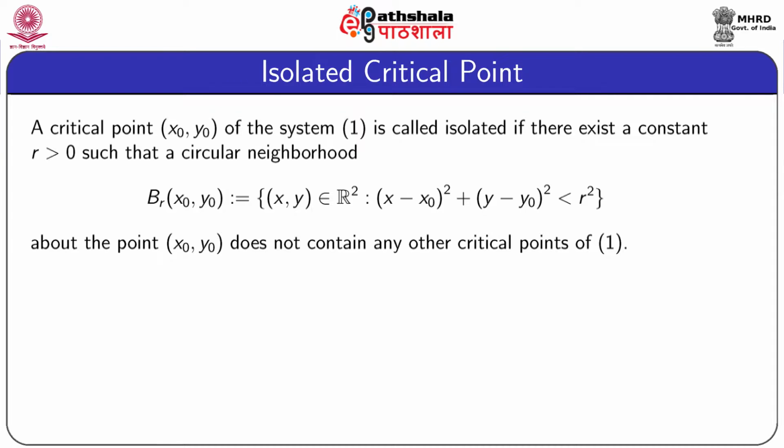Our next definition is what is an isolated critical point. A critical point (x0, y0) of the system 4 is called isolated if there exists a circle (x minus x0) whole square plus (y minus y0) whole square equal to r square about the point (x0, y0), such that (x0, y0) is the only critical point of 4 within this circle. And throughout this module, when we mention the critical point or equilibrium point, we will consider them as isolated critical points.